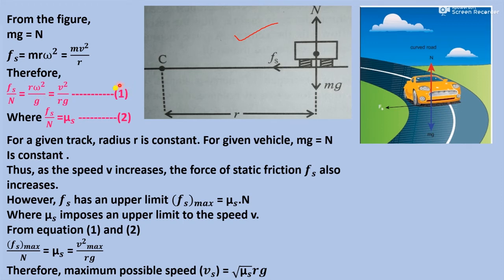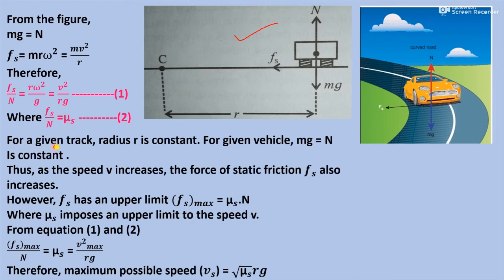Call it equation 1. We already studied in the 11th standard that Fs by N is nothing but mu s, where mu s is the coefficient of static friction. This coefficient of static friction gives you the value with which the vehicle has to take the turn, meaning this gives you a limit of the speed.